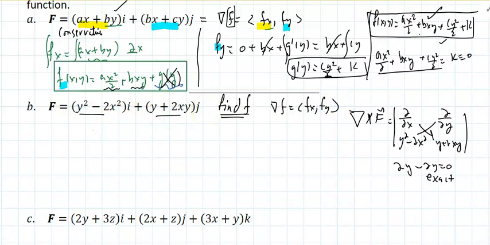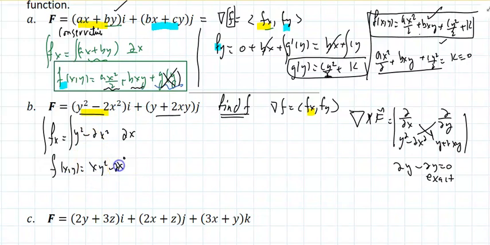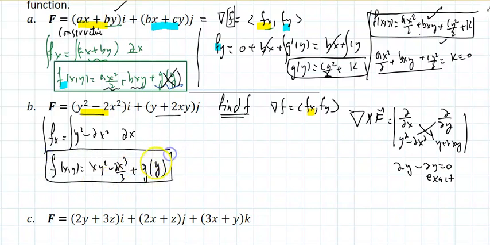So I start, and it doesn't matter, I always start with the first, you could do it any way you want. If I took a partial derivative of a function and I got y squared minus 2x squared, if I integrate again, you're undoing a partial derivative, keep that in mind. So the function f of xy is going to equal xy squared minus 2x cubed over 3 plus a function of y. Find the function of y and you're done. How are you going to find the function of y?